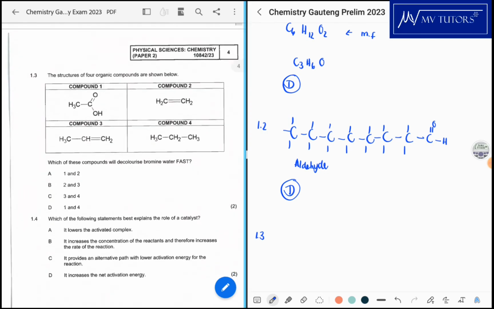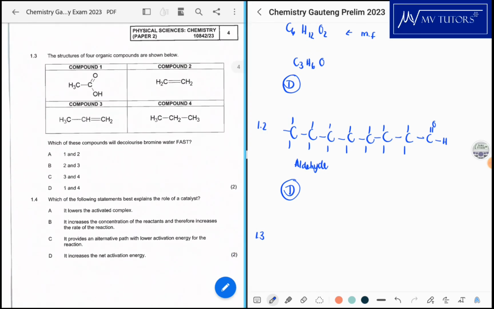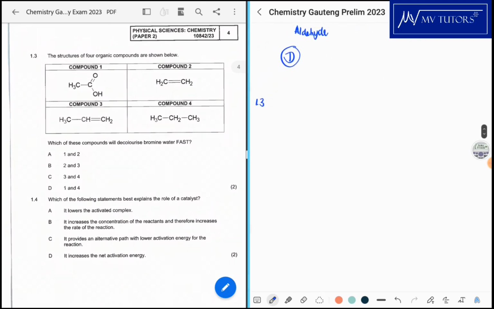Now 1.3. So we have structures of 4 organic compounds as shown below. If we look at compound 1, it's a carboxylic acid, ethanoic acid. And then compound 2, we have an alkene, we have a double bond, so ethene. Compound 3, we also have another alkene, but this time we have 3 carbon atoms, so propene. Compound 4, we have an alkane, so it is propane.